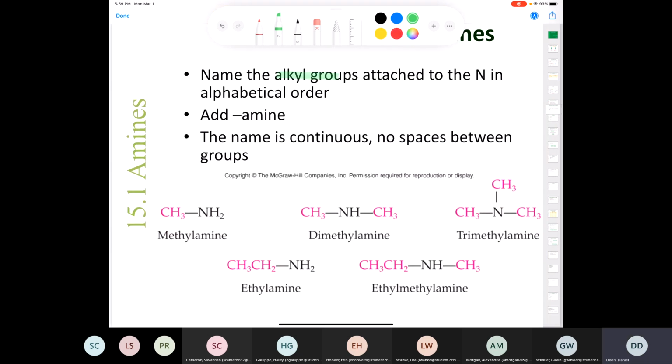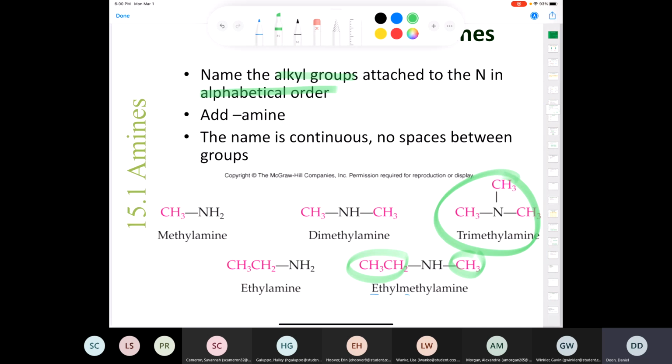All you have to do is name the alkyl groups attached to nitrogen in alphabetical order, slap the word amine on the end, and you're done. Let me show you. If you have a methyl on your amine, you call it methylamine. If you've got 2 methyl groups, what would it be? Dimethylamine. What if you had an ethyl group? Ethylamine. Now, what if you have an ethyl and a methyl? Well, the letter E comes before M in the alphabet, and again, it's in alphabetical order. So it would be ethylmethylamine.